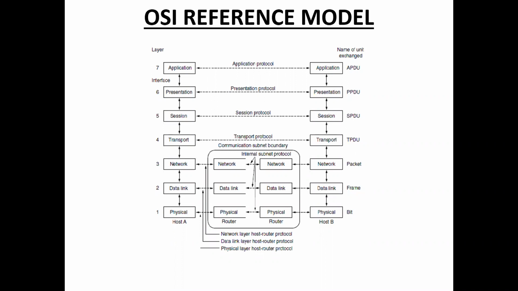The functions of the application layer are network virtual terminal, mail services, directory services, and file transfer services. All these are functions of the application layer. This is about the OSI reference model.